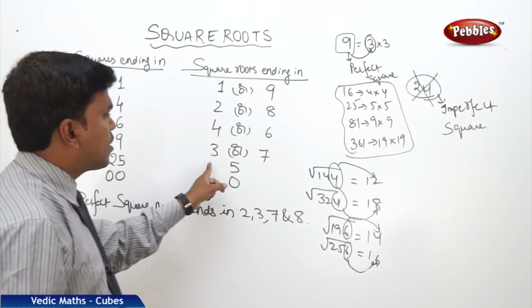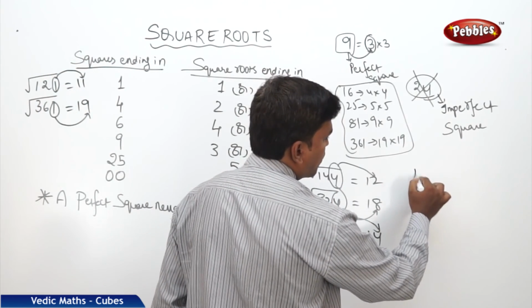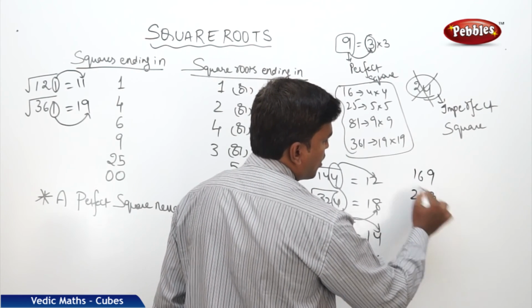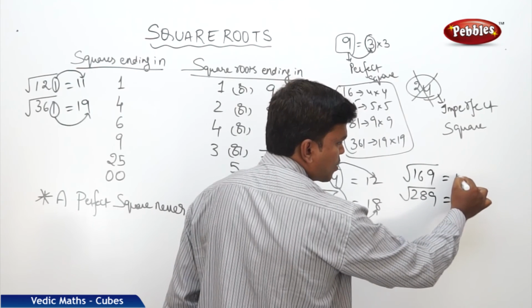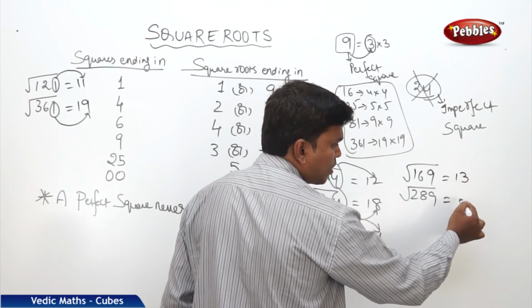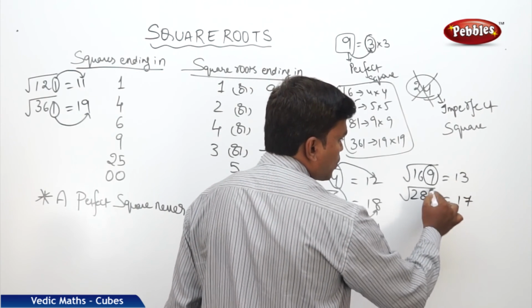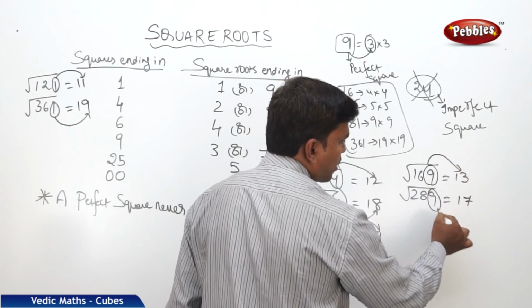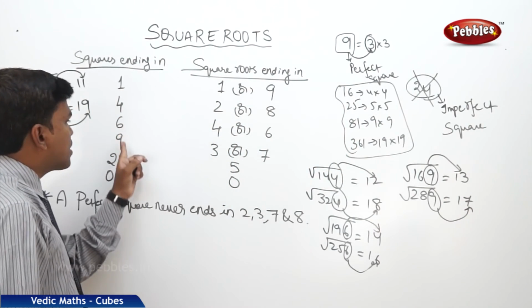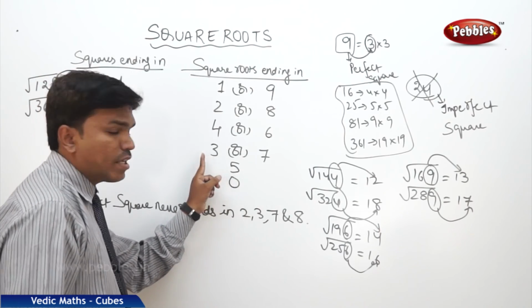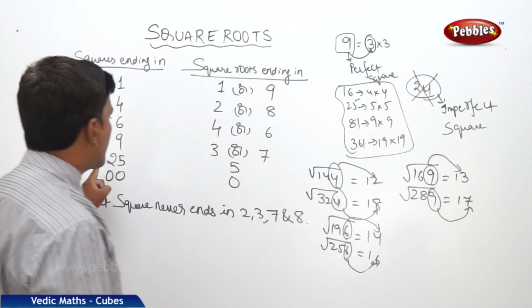Similarly, 9 means 3 or 7. Example, let us take 169 and 289. Both are perfect square numbers. And what is the square root of 169? 13. What is the square root of 289? 17. Okay, so both are ending in 9 only, but the square roots are ending in either 3 or 7. Like this, if a square number is ending in 9, the square root ends in either 3 or 7, like this.